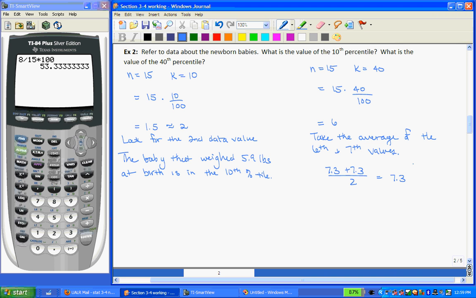But be sure that when you get a whole number, you don't just look at the 6th value or whatever that number comes out to be. Take the average of that value and the next highest one to find the percentile. So for this one, and just stating it a slightly different way, the value of the 40th percentile is 7.3.